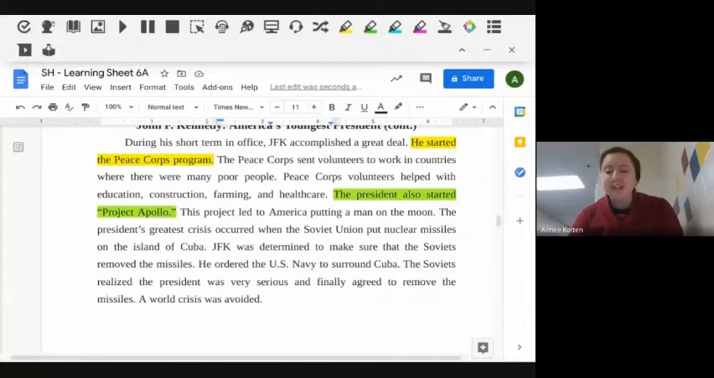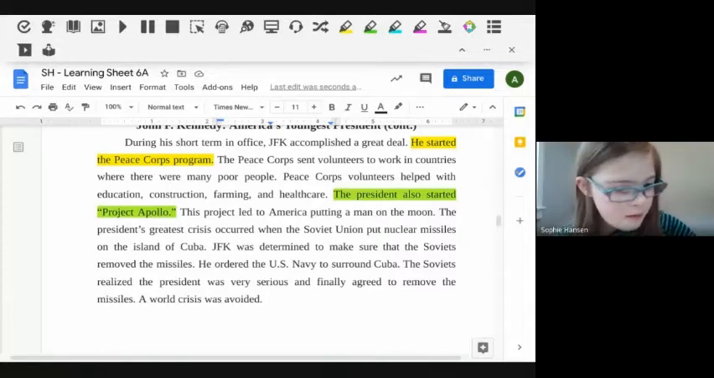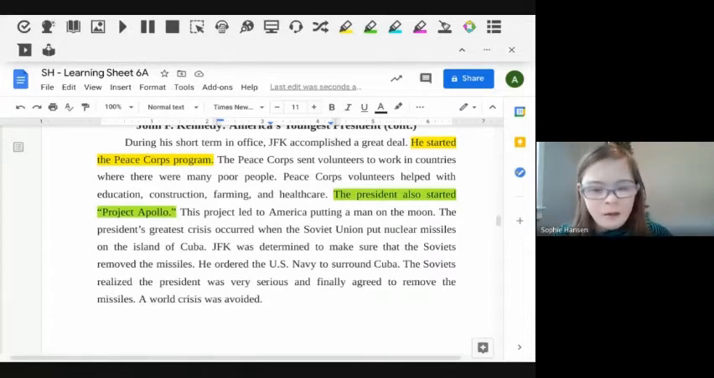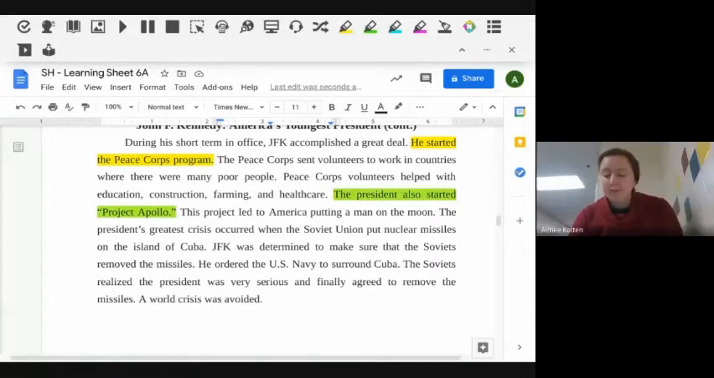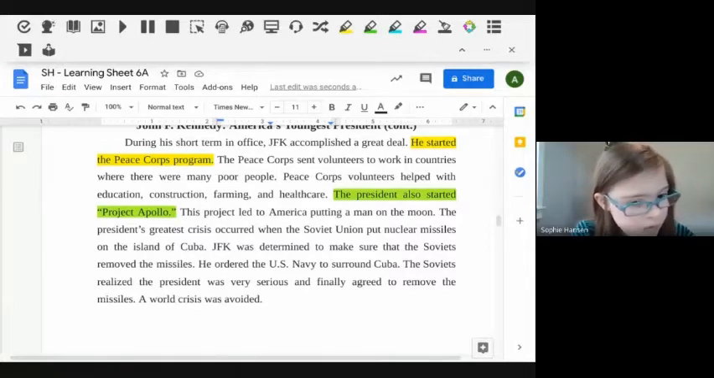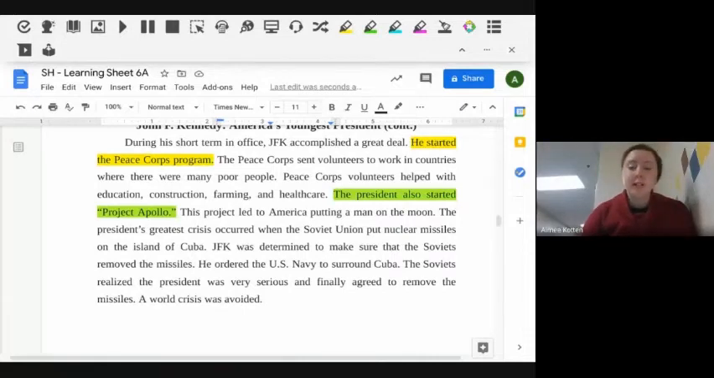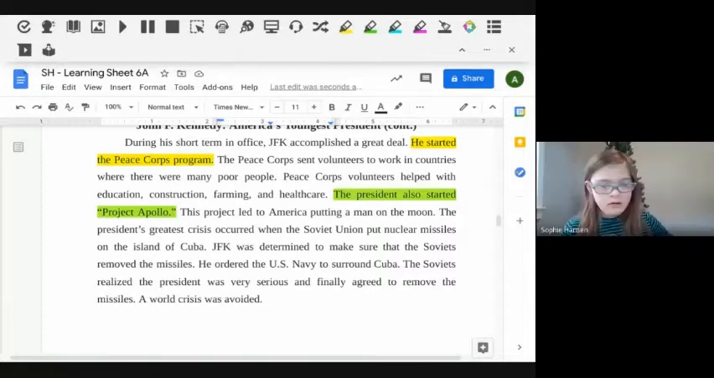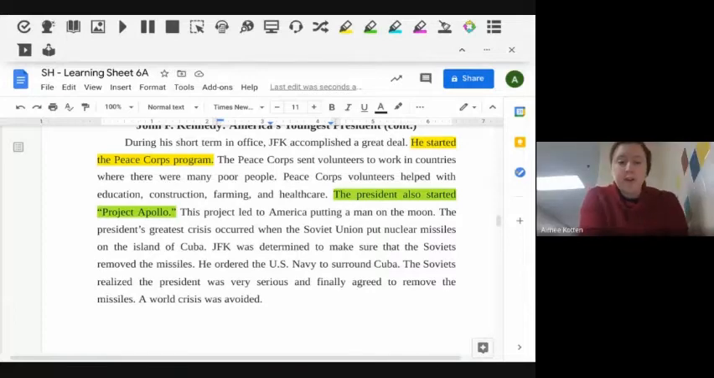Do you think that was a good thing, a fun thing? This one is going to be the third detail. Okay, so let's do one more. Can we find one more detail? Education, production, farming, and healthcare. Okay, so that one tells us that he started the Peace Corps program because that one is about the Peace Corps program. So let's go after Project Apollo.